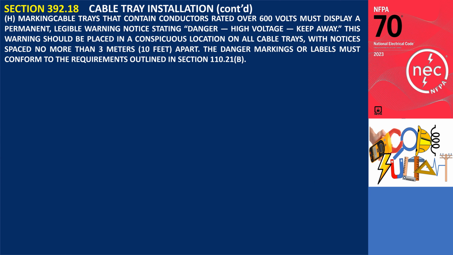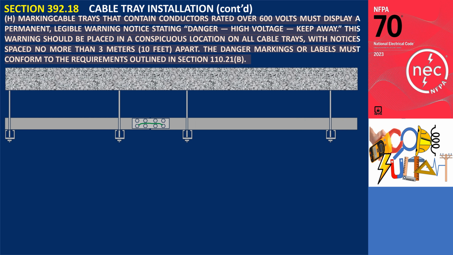Section 392.18(H), Marking. Cable trays that contain conductors rated over 600 volts must display a permanent, legible warning notice stating, "Danger! High voltage, keep away." This warning should be placed in a conspicuous location on all cable trays, with notices spaced no more than 3 meters, 10 feet, apart. The danger markings or labels must conform to the requirements outlined in Section 110.21(B). The requirement for visible warning notices is crucial for ensuring safety around high-voltage areas. By spacing notices no more than 3 meters apart, it helps maintain awareness of the hazards associated with high-voltage conductors.